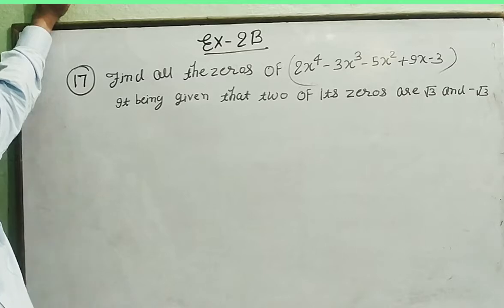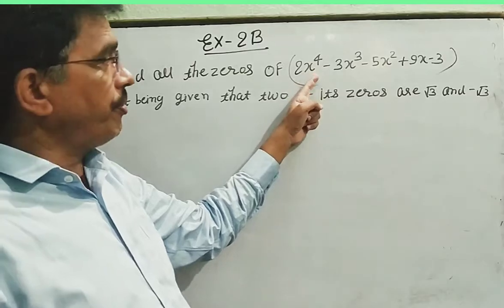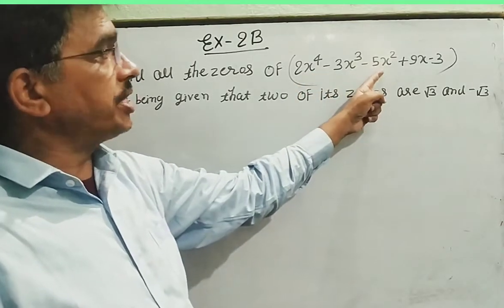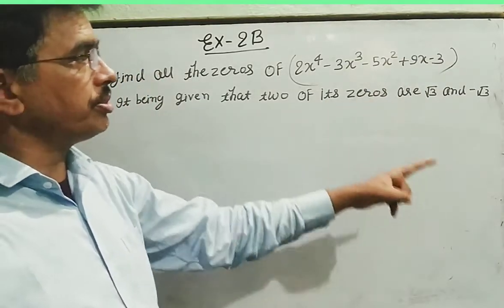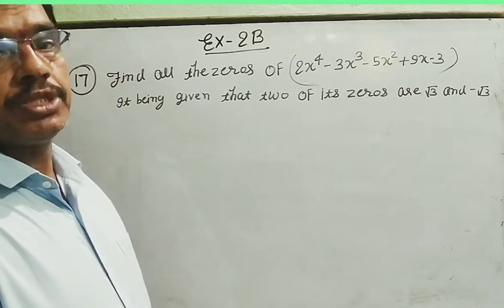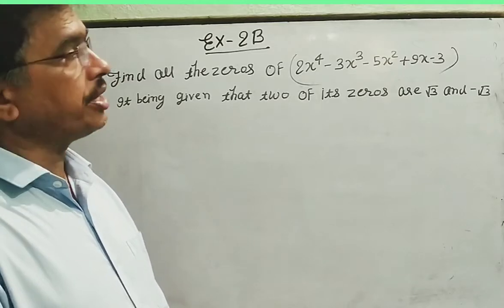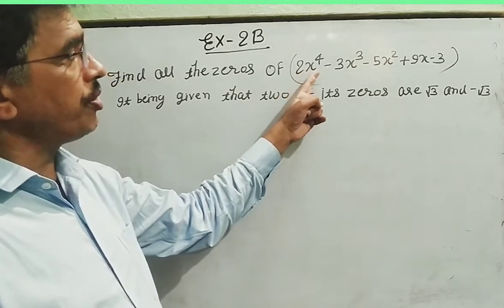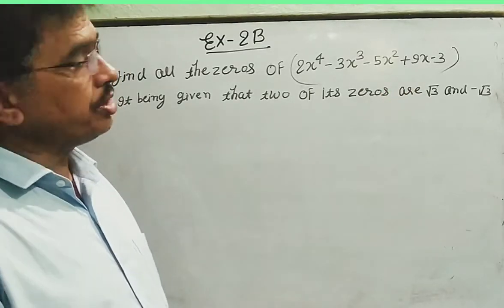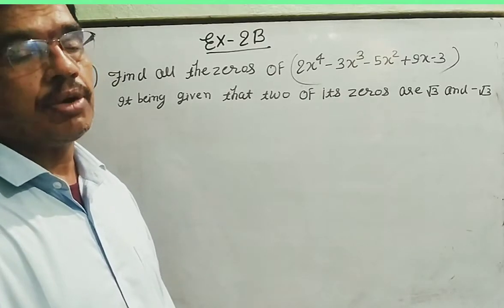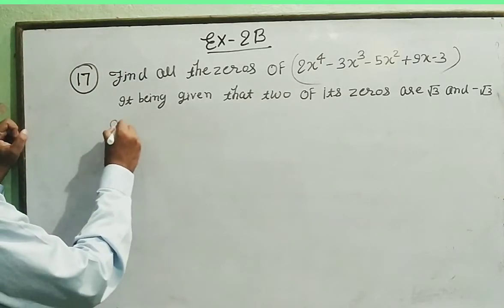Question number 17. Here the question is, find the zeros of 2x to the power 4 minus 3x to the power 3 minus 5x square plus 9x minus 3. It is given that two of the zeros are root 3 and minus root 3. That means two zeros are given, one zero is root 3 and another is minus root 3, and we have to find the other two zeros. Because the degree of this polynomial is 4, it is clear it has 4 zeros. 2 zeros are given and 2 zeros you can find with the help of factorizing the quotient of this polynomial. So first you write the solution.